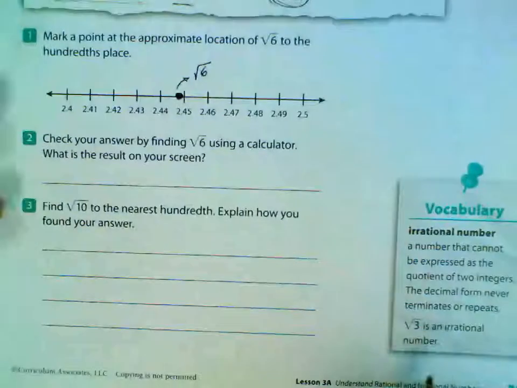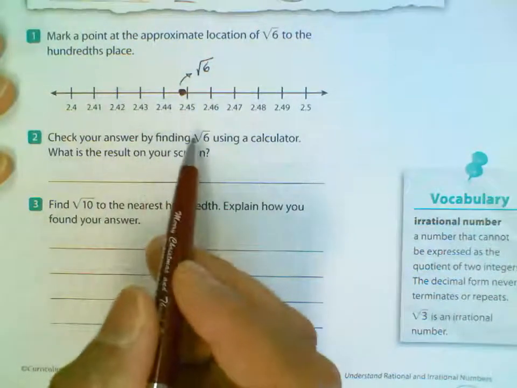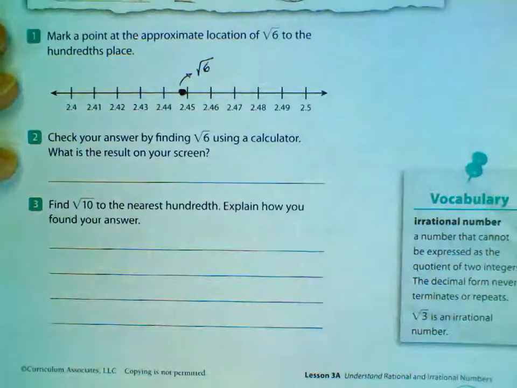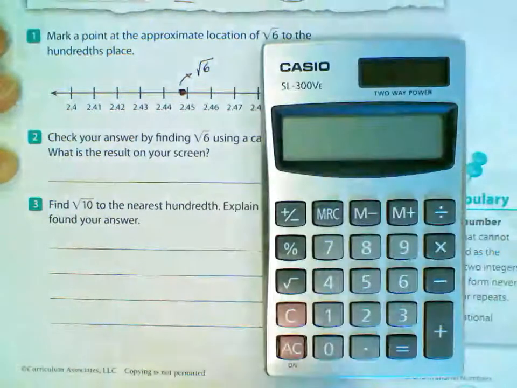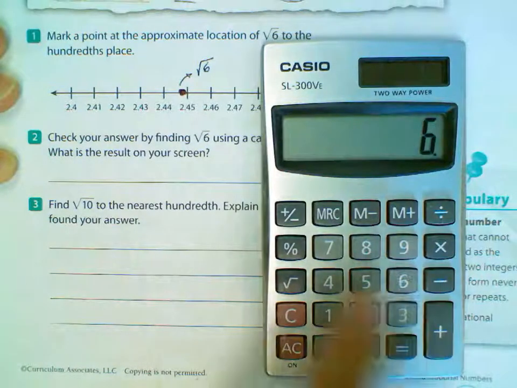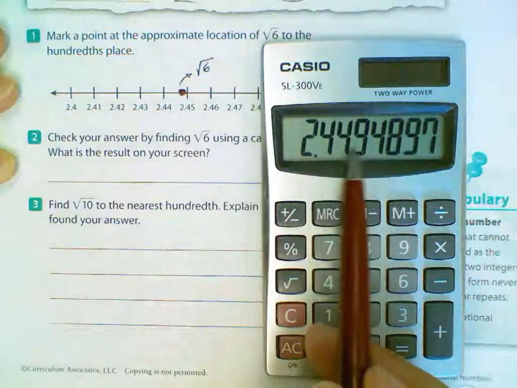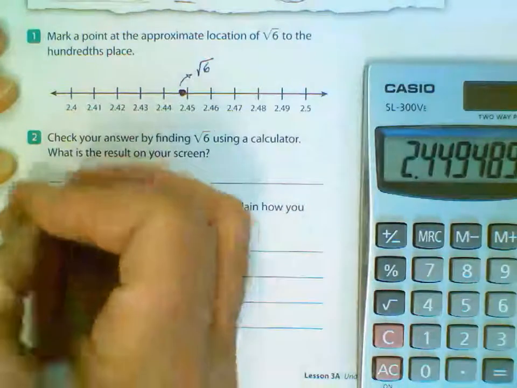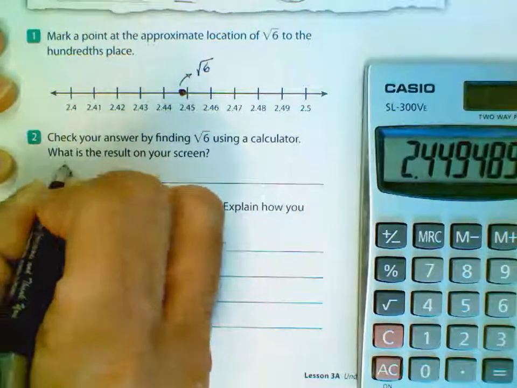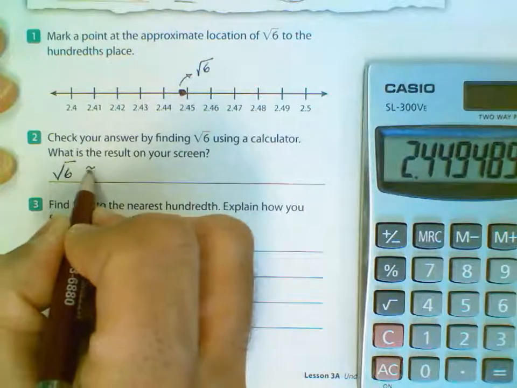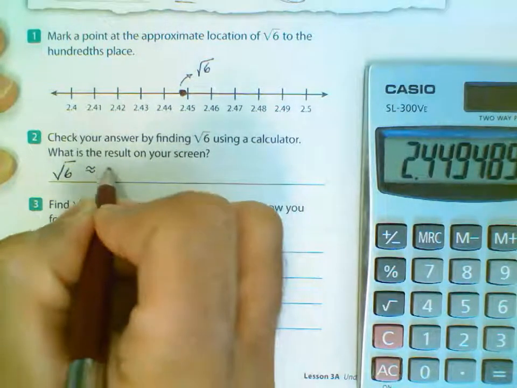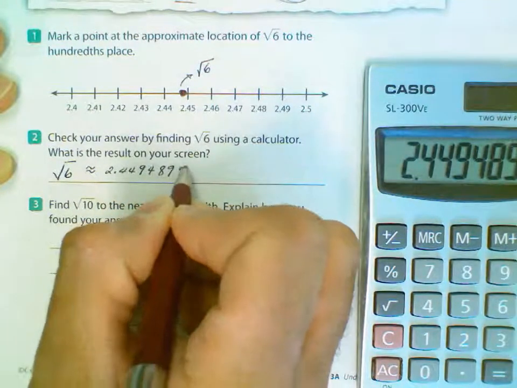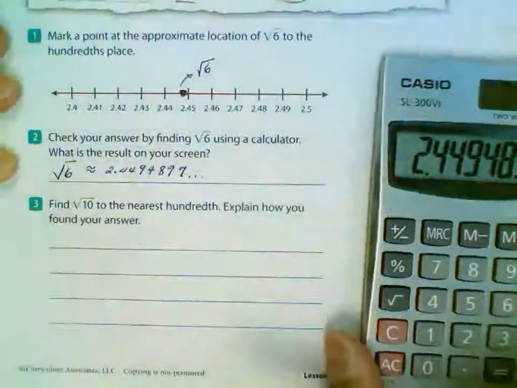Okay. Problem number 2: check your answer by finding the square root of 6 using a calculator. What is the result on your screen? Remember, I have my calculator here. So I turn it on and the square root of 6 is 2.449487. I'm going to write those digits. In this case, the square root of 6, and remember, this symbol means approximately equal to, it's not equal, it's an approximation, 2.44948 and 7 and so on. It keeps going, it doesn't stop.